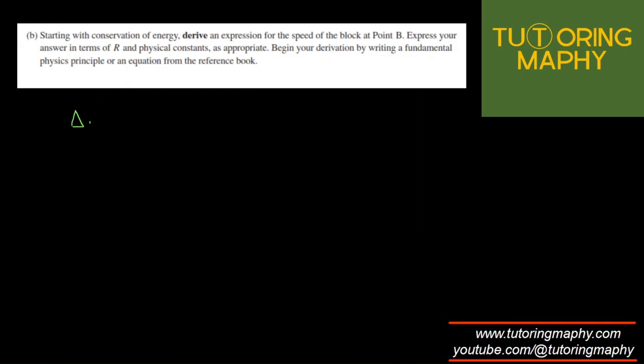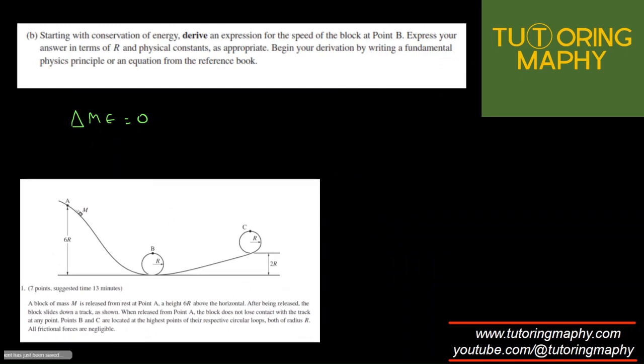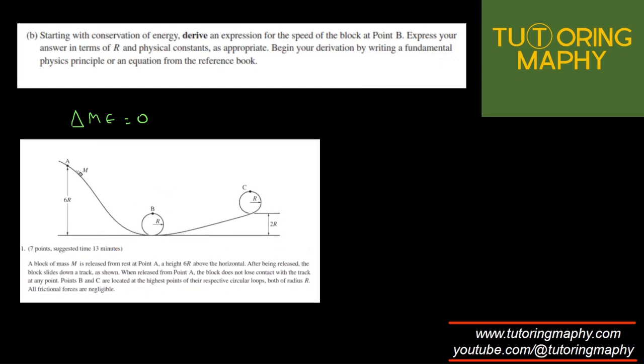So we are conserving the energy. We are saying that the change of mechanical energy is 0. I'm just going to go back and pull this figure up so that I don't have to go back and forth again and again. So the way I'm going to do this is I'm going to say that the mechanical energy at A should be equal to the mechanical energy at B. Mechanical energy at A is potential at A plus kinetic at A, which is equal to potential at B plus kinetic energy at B.